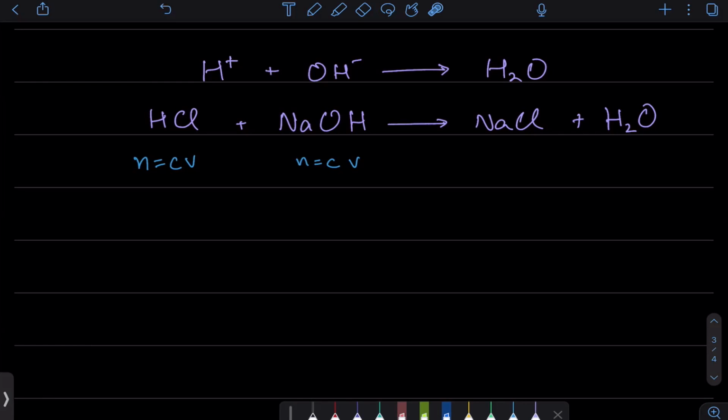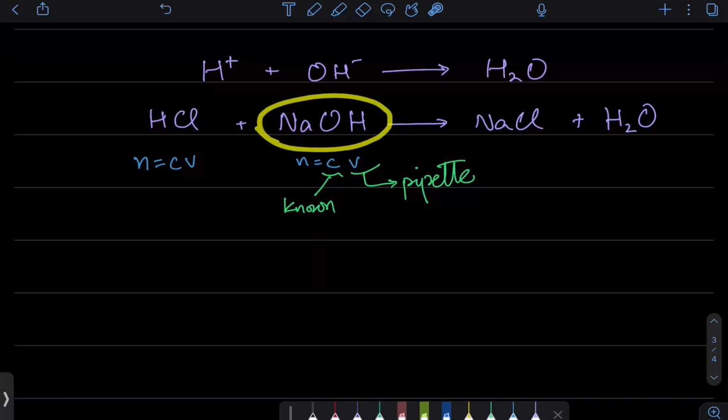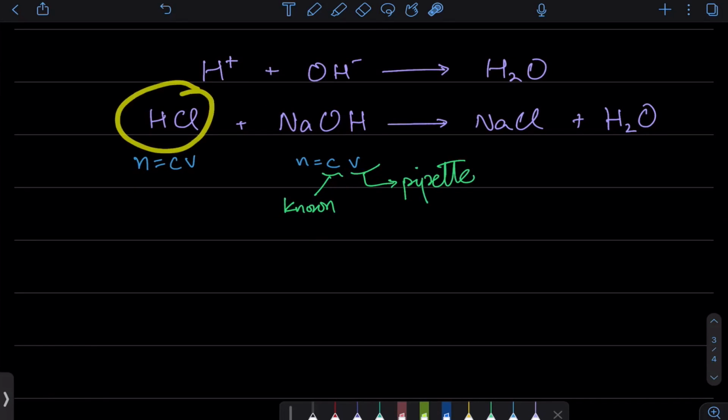So here's the thing. For one of these, we will need to know the concentration. So let's say this concentration is known. So what we do is we take some volume in a pipette. Why? Because the moment I know the moles of this, I will know that that many moles of HCl is required to react completely. That is the number of moles required to make water. So I can measure the volume through a pipette.